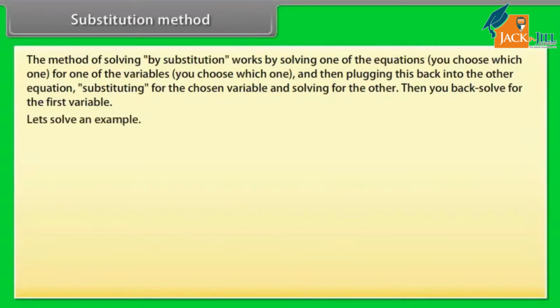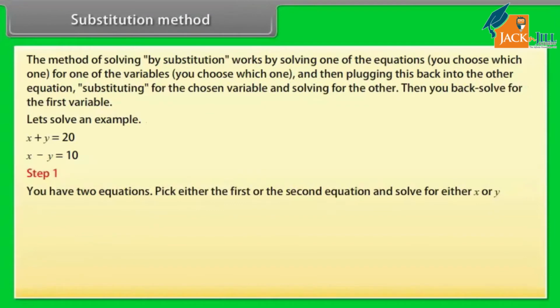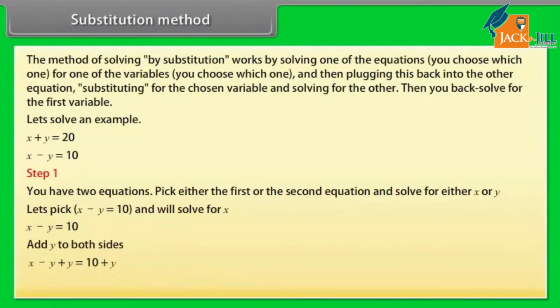Let's solve an example. x + y = 20, x - y = 10. Step 1. You have two equations. Pick either the first or the second equation and solve for either x or y. Let's pick x - y = 10 and we'll solve for x. x - y = 10. Add y to both sides. x - y + y = 10 + y. x = 10 + y.